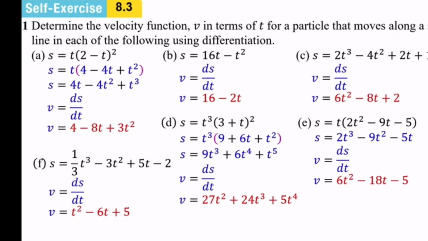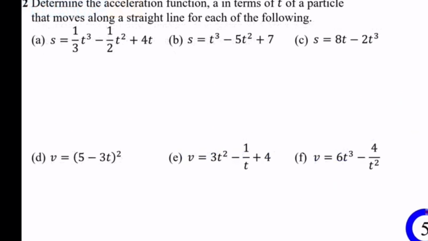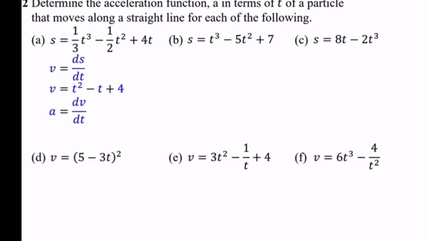Acceleration. For the acceleration, we need to differentiate the displacement, and then we have to differentiate the velocity. So let's start with the s. For s, displacement, we have 1/3 t cubed minus 1/2 t squared plus 4t. Firstly, we do ds/dt to get the velocity. And then from the velocity, we will do another differentiation, which is dv/dt. So we will get 2t minus 1, which is the acceleration. So meaning that we need to do 2 times of differentiation from the displacement to get the acceleration.